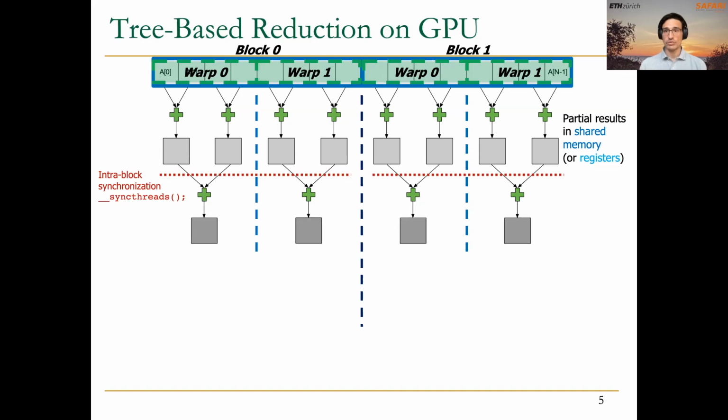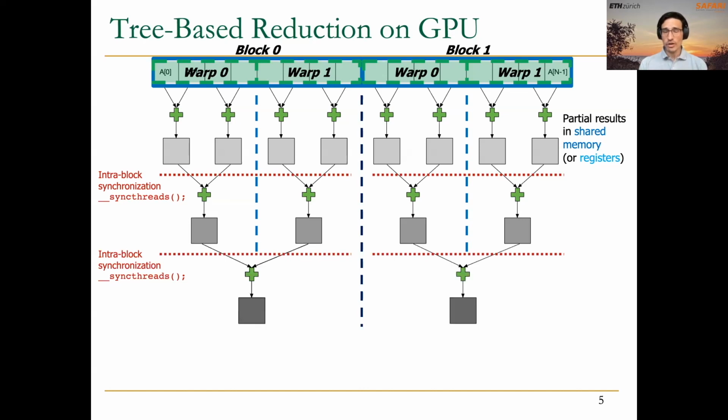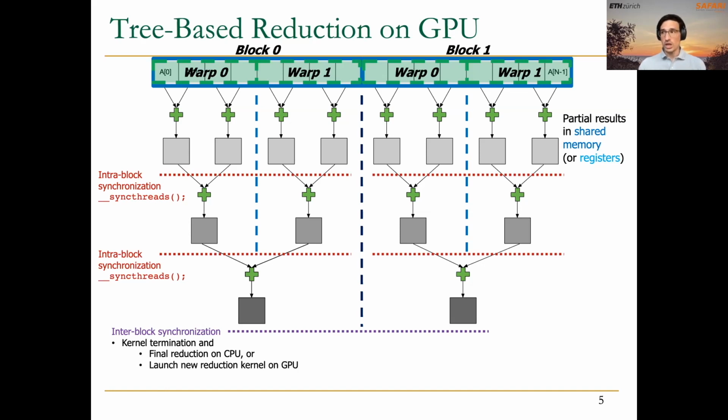Remember that in this tree-based reduction, half of the active threads retire when we go from one iteration to the next iteration. At some point, we will need to synchronize again. And finally, we will obtain a single reduction or partial reduction per thread block. After that, we need to do some sort of inter-block synchronization. Something that we can do is terminating the kernel and moving all the partial results to the CPU and then performing the final reduction on the CPU. Or if we have many of these partial reductions, we can launch a new kernel, in a recursive manner, to perform again the tree-based reduction on GPU.